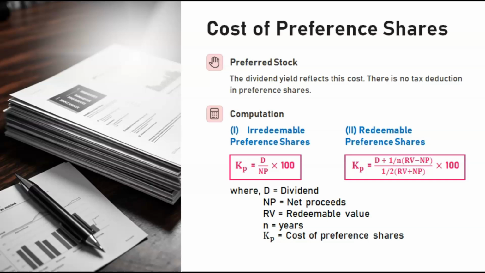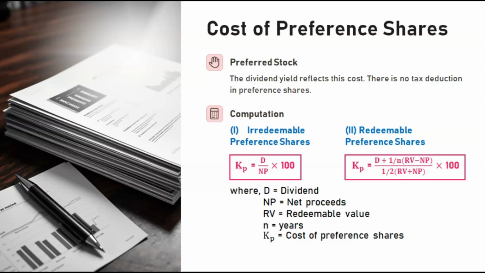So today's topic is cost of preference shares. In the cost of capital, this is the second component that we are going to learn today. As you already know, cost of capital means the cost of acquiring funds. Whenever we want to acquire capital, we want to get money from somewhere, we have to give something in return. So, talking about preference shares.